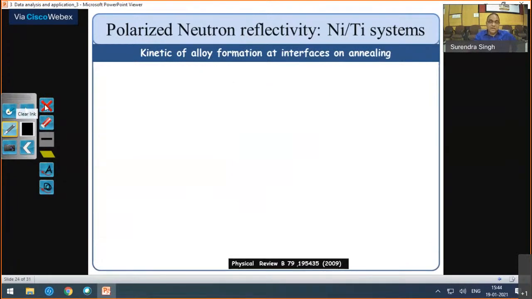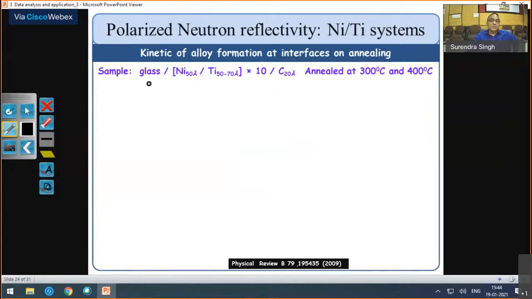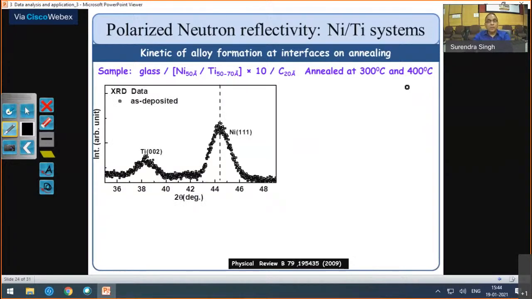Okay, and what is that? We have a multilayer of nickel titanium grown on a glass substrate, and then we anneal it at 300 degrees Celsius and 400 degrees Celsius and saw how the depth dependent structure and magnetization is changing on annealing. So this was the XRD data when it was as-deposited nickel titanium multilayer. We got nickel peak as well as titanium, both are crystalline. When we anneal this at 300 degrees Celsius, the titanium peak has gone, so there is amorphization of titanium, but the nickel peak is also a little bit shifted.